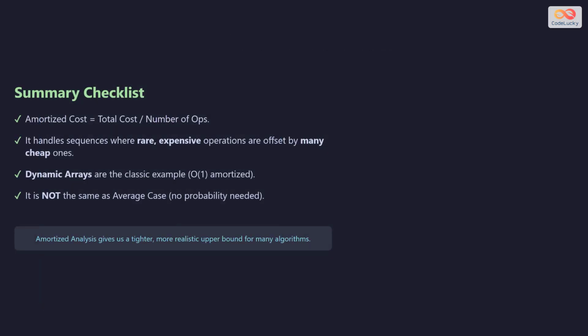To summarize, remember these key points. Amortized cost is the total cost divided by the number of operations. It is perfect for scenarios where expensive tasks are rare. Dynamic arrays are your go-to example. And finally, remember it is distinct from average case because it does not rely on probability. It gives us a tighter, more realistic way to measure performance.